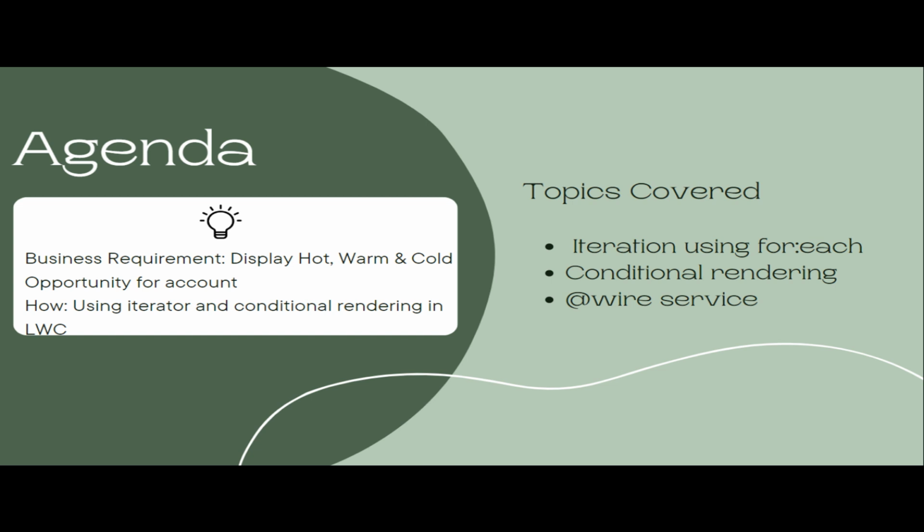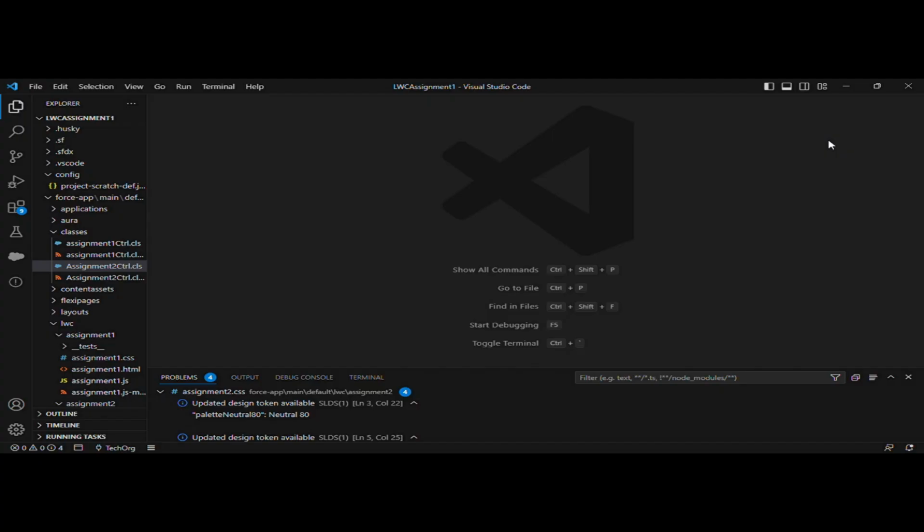So let's say my business requirement is if any opportunity amount is greater than 5 lakh, then show it as hot opportunity, and if amount is greater than 2.5 lakh, then show it as warm opportunity, and if amount is greater than 1 lakh, then show it as cold opportunity, and show all other opportunities as others in one section. So let's start. Placing this LWC component on account lightning page.